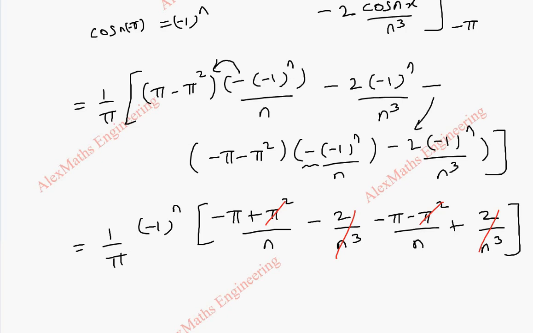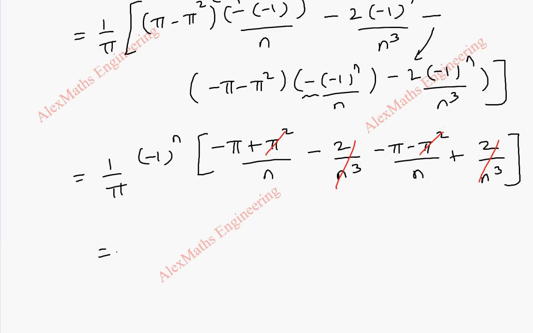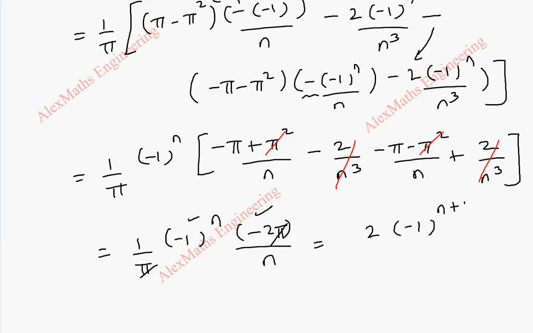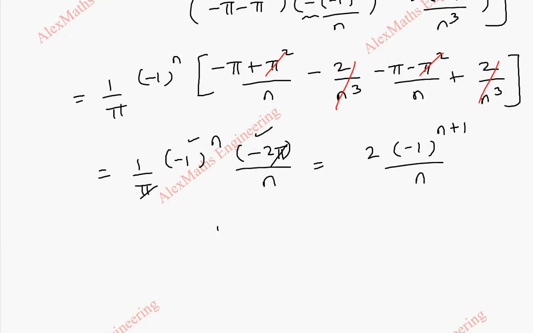So totally we get this as 1 by pi into minus 1 whole power n minus 2 by n, actually minus 2 pi. So pi we can cancel. And this minus sign along with this minus 1 combined together as minus 1 whole power n plus 1, then whole divided by n. So this is our Bn. Bn is 2 into minus 1 whole power n plus 1 by n.